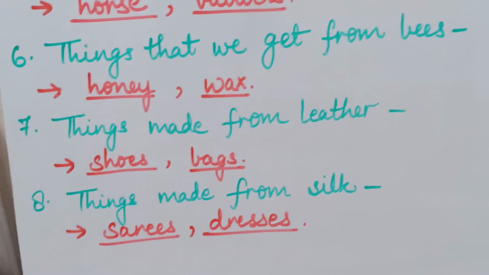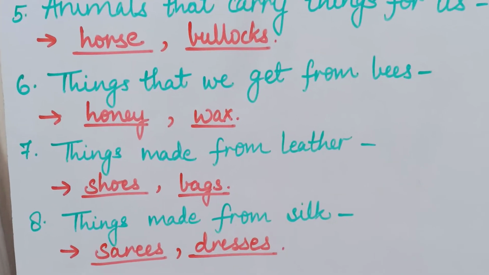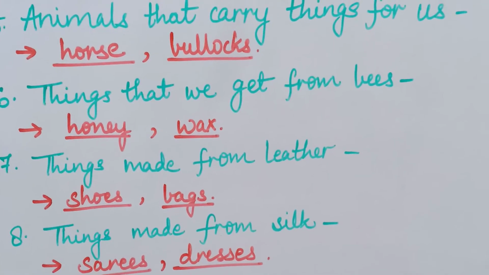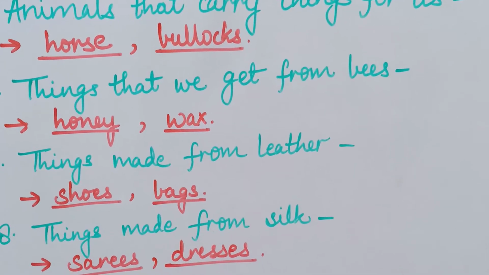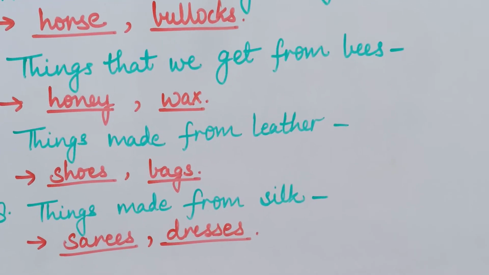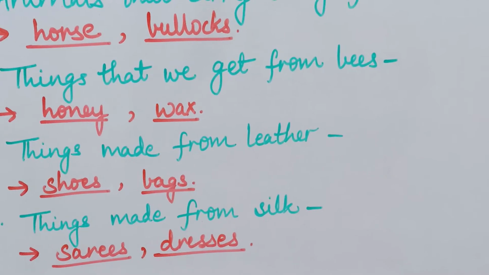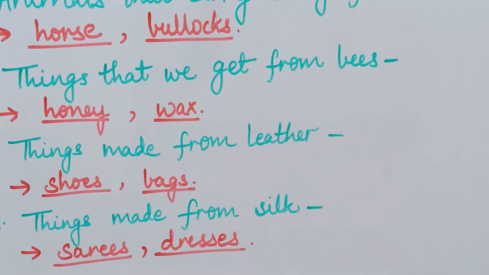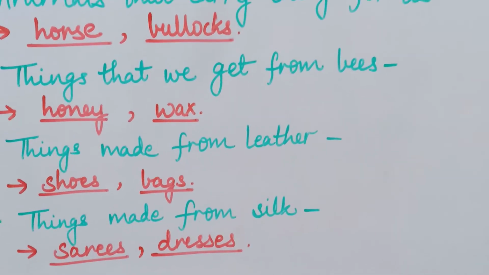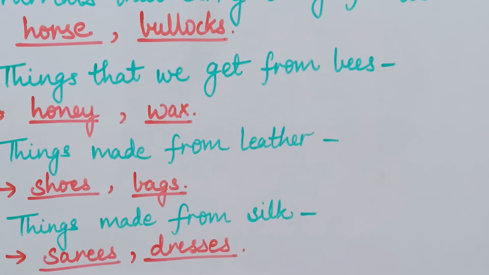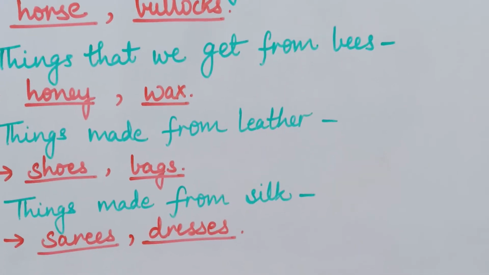So there are 8 sentences in this exercise. You have to complete all these 8 sentences in your notebooks, and I hope you all have understood and there is no problem in this. It is a very easy exercise. You only have to learn the two examples for every sentence. Like, if I ask you things that we get from bees, bees से हमें दो चीज़ें क्या मिलती हैं? Honey and wax. So you will write honey and wax.